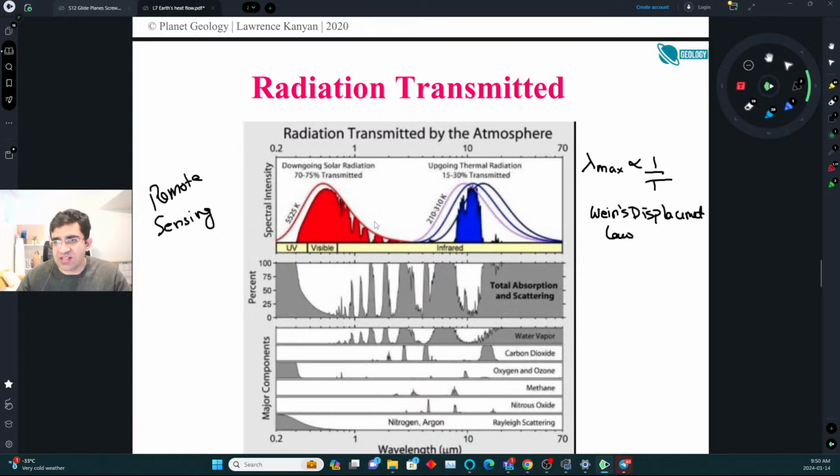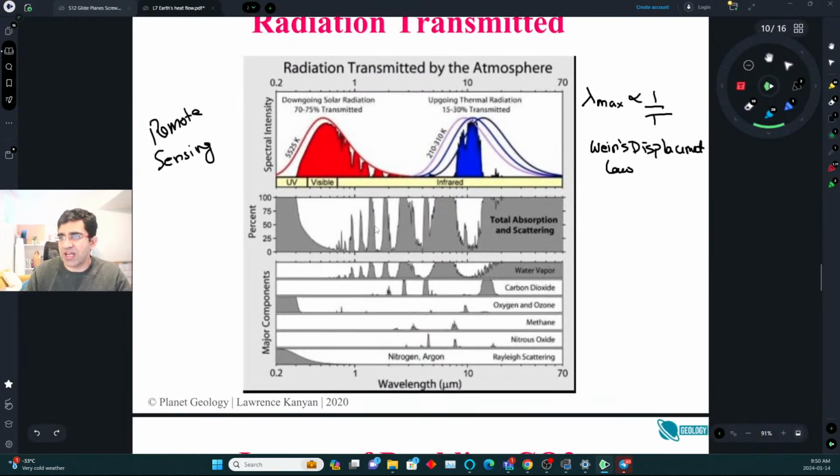Now the main gases that you see in the atmosphere. What is happening in this figure is that everything you see in white is transmitted and everything in gray is absorbed. So just by looking at the figure, which is the most radiation-absorbing gas in the atmosphere? Water vapor. Then after that you have carbon dioxide.